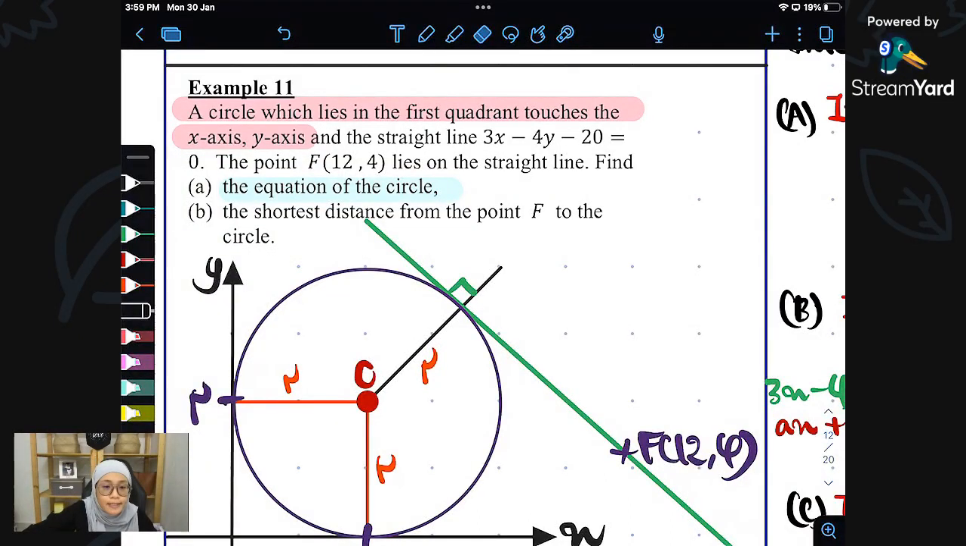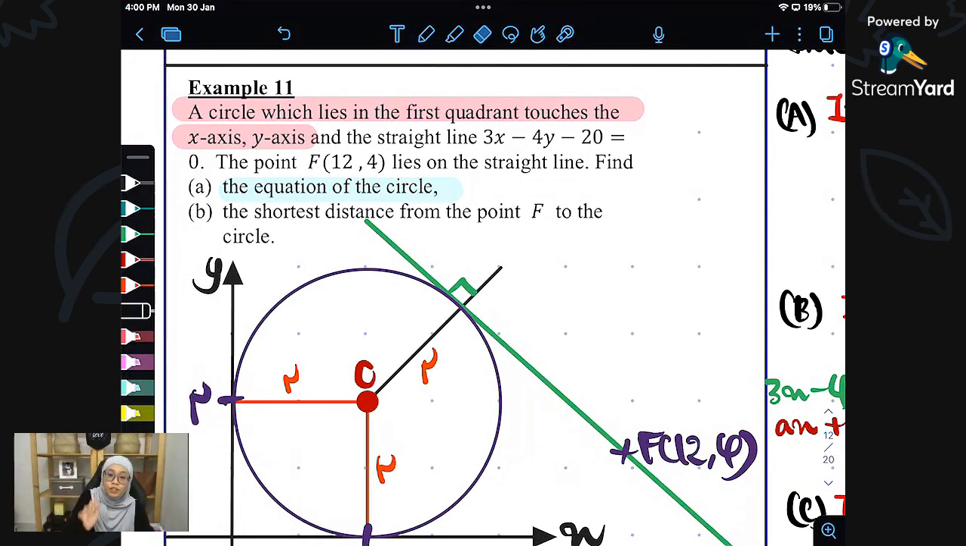Right, let's read this question. A circle which lies in the first quadrant touches the x-axis, the y-axis, and the straight line 3x minus 4y minus 20 equal to 0. The point F lies on the straight line. Find the equation of the circle and then find the shortest distance from the point F to the circle.